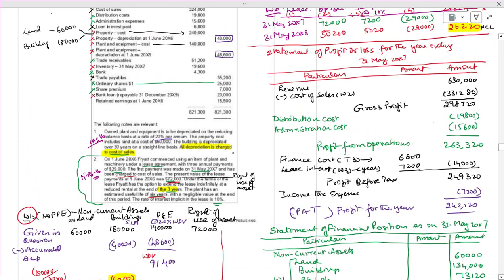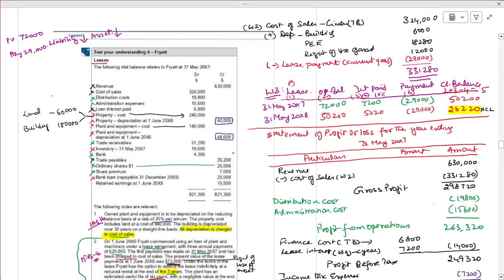Coming back to this. What they say is we have to take the opening balance, the initial value, which is the present value, multiplied by interest of 10%. Then the payment, how much you are making every year, 29,000. You will get the closing balance. Are you clear about this?